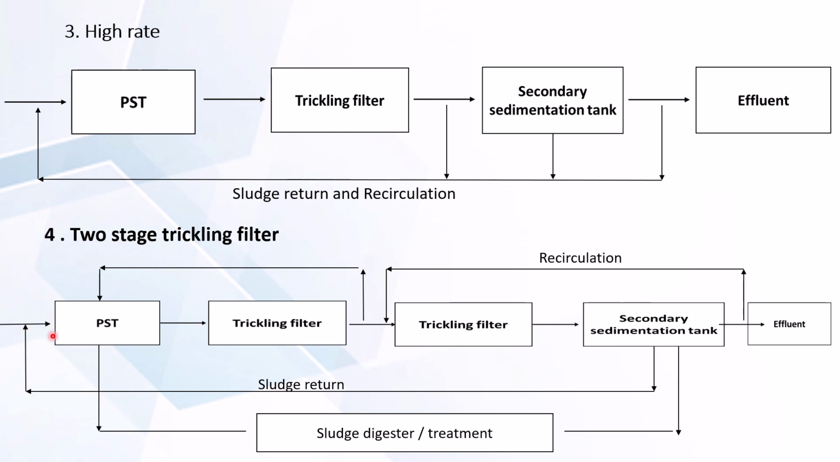In this, the water is coming from this PST to the trickling filter, and basically in this we are using two trickling filters and one secondary sedimentation tank. So after this secondary sedimentation tank, again the water is recirculated to this trickling filter, and the sludge is also returned back before the PST, so as to increase the efficiency, so as to degrade more and more organic pollutants from this type of trickling filter, as you can develop the designs according to you.